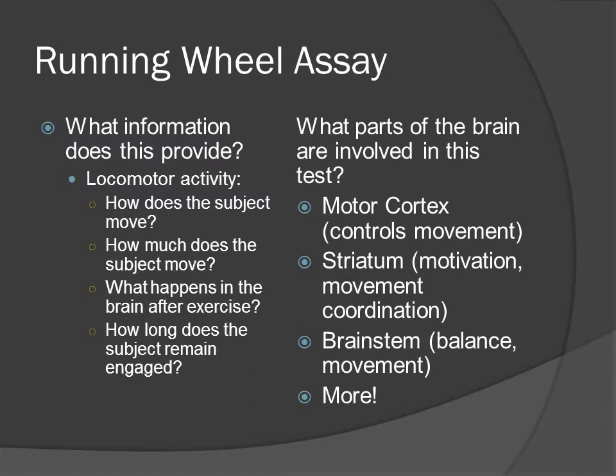Some of the brain regions involved in this assay include the motor cortex, which controls movement, the striatum, which is important for motivation, movement, and coordination, the brainstem, which is responsible for balance and movement, and many more.